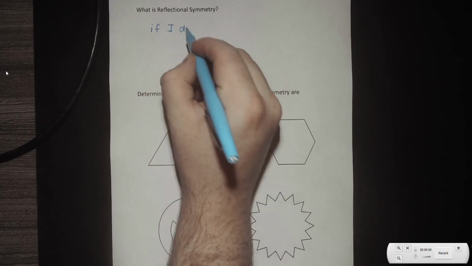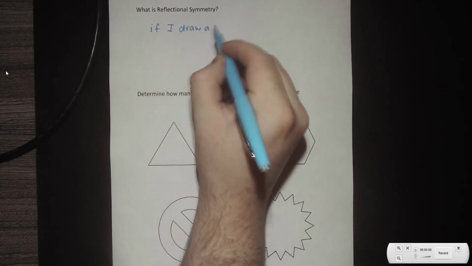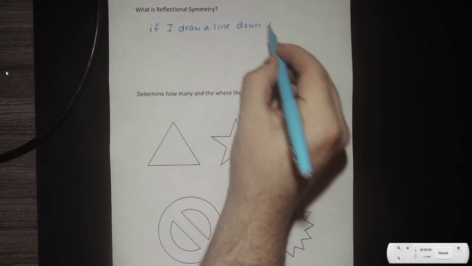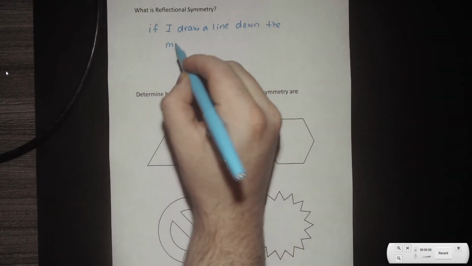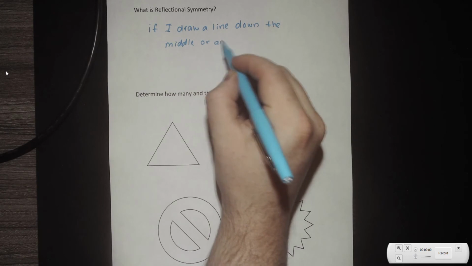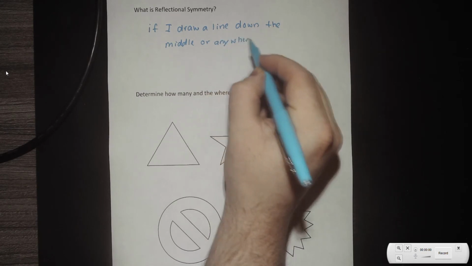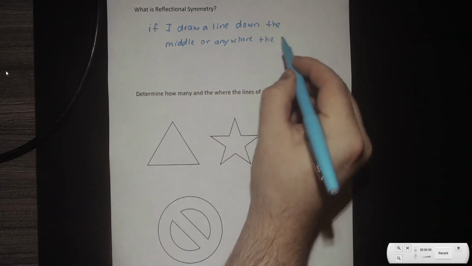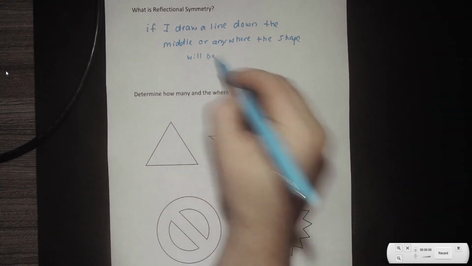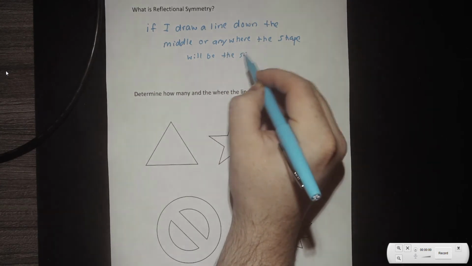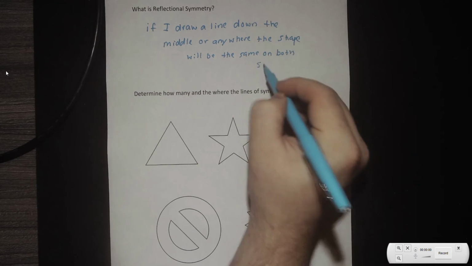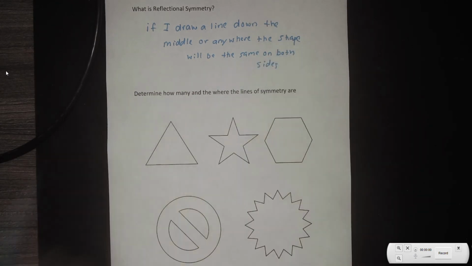I draw a line down the middle, or really just anywhere, or anywhere in our case, the shape will be the same on both sides. Okay, so let's take a look.